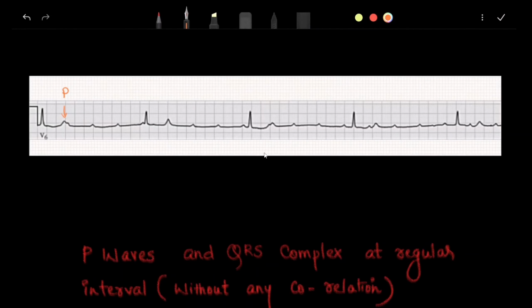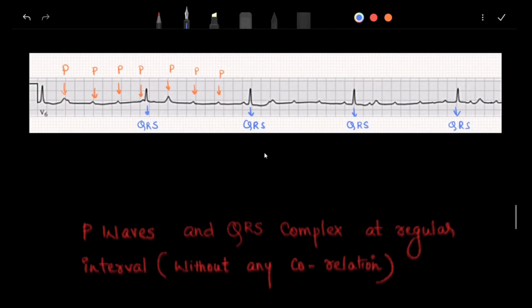You can see a P wave. There is also a P wave. This is also a P wave, and this is also a P wave. These are all P waves. This is a QRS complex. See, the P waves are occurring regularly and the QRS complexes are also occurring regularly, but they are not at all following each other. After a P wave, the QRS complexes do not follow. The atria and ventricle contract independently.